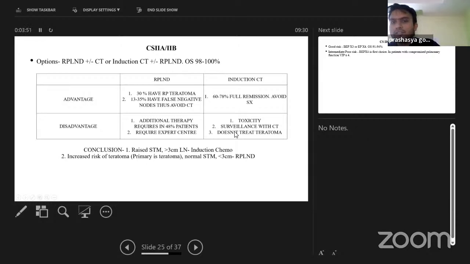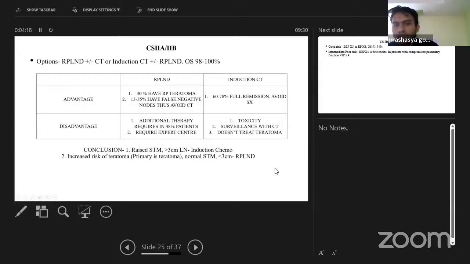The advantage of induction chemotherapy is that in 60 to 78% there is full remission, and thus the patient avoids surgery. However, the patient has to tolerate the toxicity, and there is surveillance with CT that has to be done, which can increase the risk of secondary malignant neoplasm. And the most important is that induction chemotherapy does not treat teratoma in the retroperitoneum.